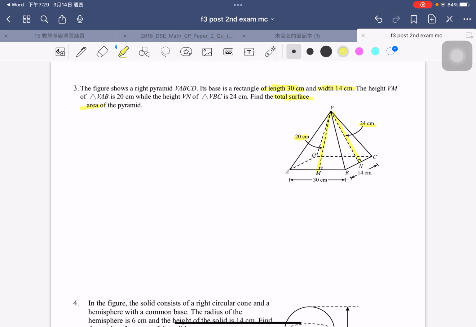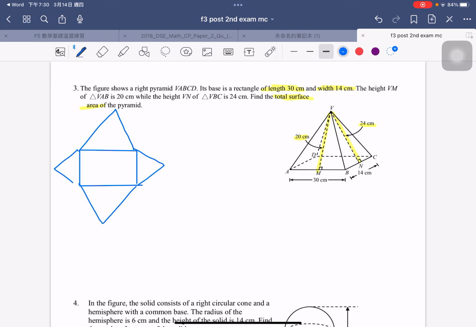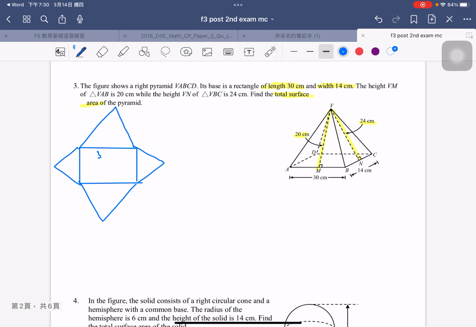Do you still remember, for a pyramid, when you expand the whole thing, it becomes the base, which is a rectangle. So this is the base, isn't it? The base, together with 4 triangles. For these triangles, this triangle is represented by VAB. So for VAB, the base is 30, and the height of this triangle is equal to 20. So you can write it down. This is 30, and the height for this is going to be 20.